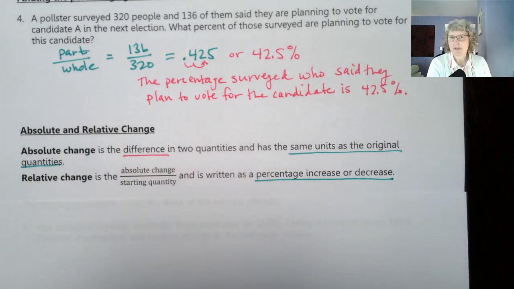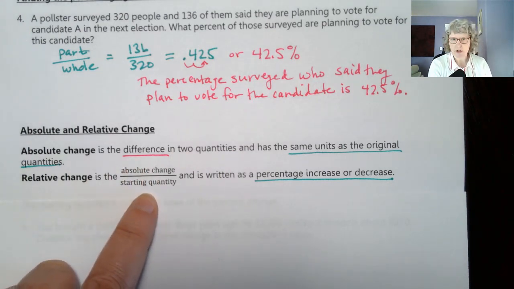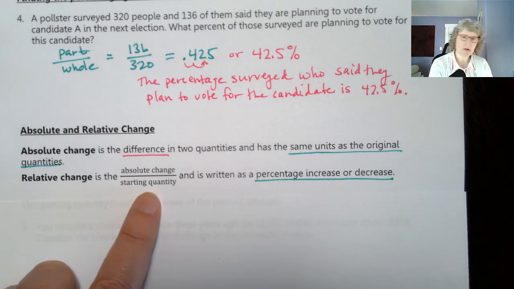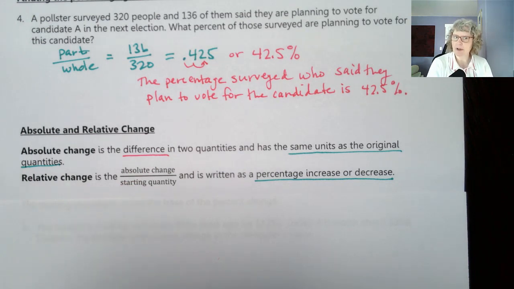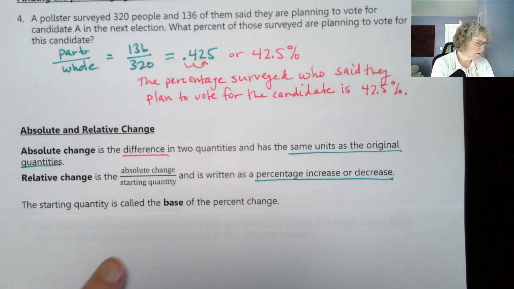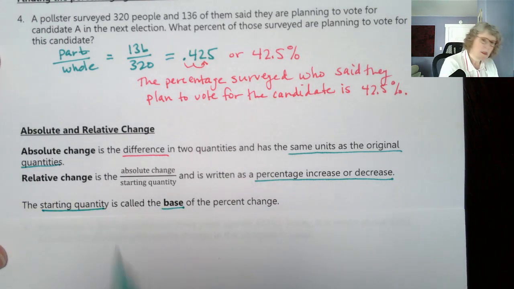Tuition had a 4% increase, or taxes had a 2% increase, or COVID cases had a 10% decrease, or something like that, okay? So the way we do that is we take the absolute change, or the difference, and we divide by the starting quantity. Okay, and that's how we get our relative change. It's really important to divide by the starting quantity because that's the base, that's the amount we're comparing it with. So sometimes it's the bigger number, sometimes it's the smaller number. It's the starting quantity, and so that is called the base for the percent change.